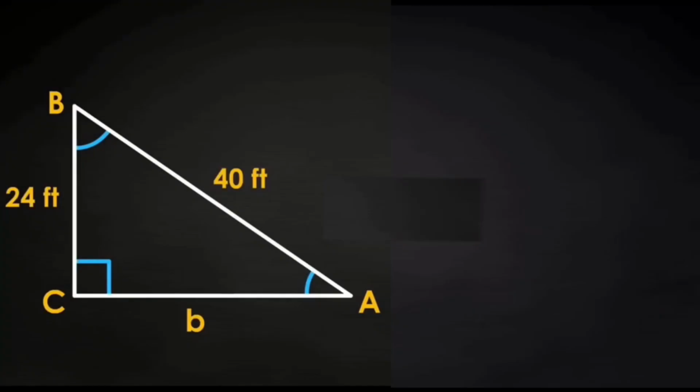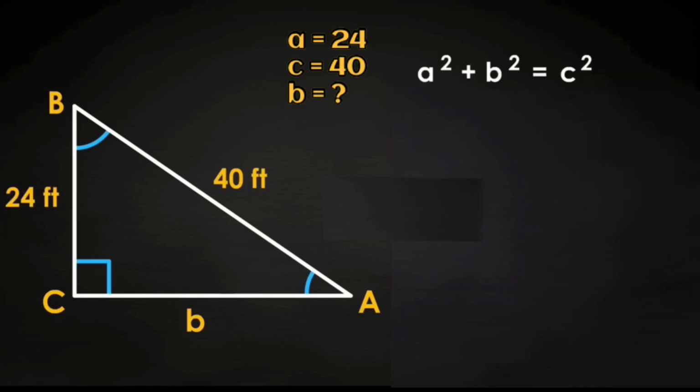Now let us try to have another example. Now this time, we have one leg as the unknown. We have the short leg, which is 24 feet, and the hypotenuse is 40 feet. Now, let A be equal to 24, C is equal to 40, and B is unknown. Using the Pythagorean Theorem, we have A squared plus B squared is equal to C squared.